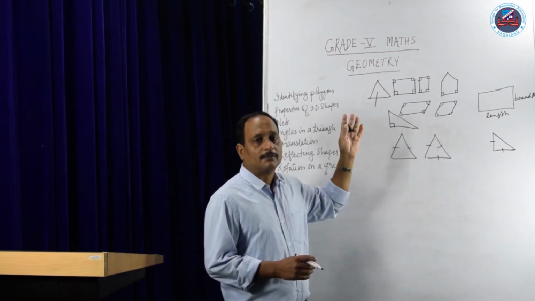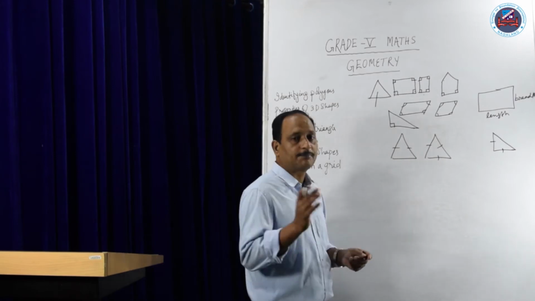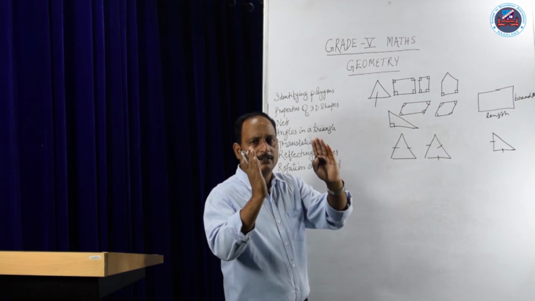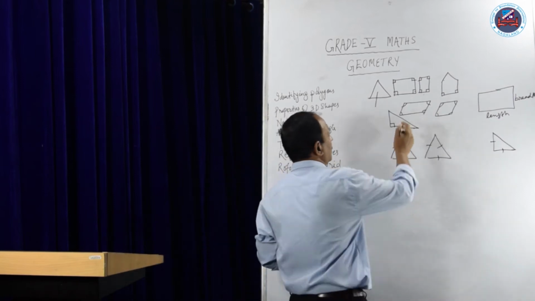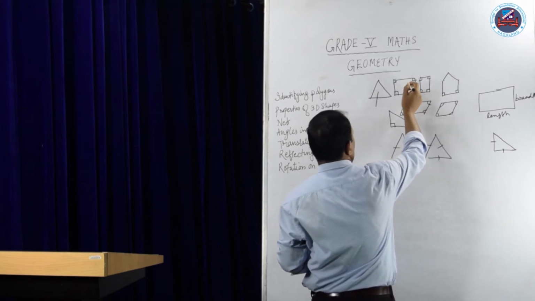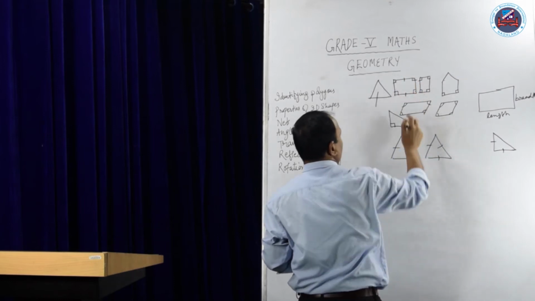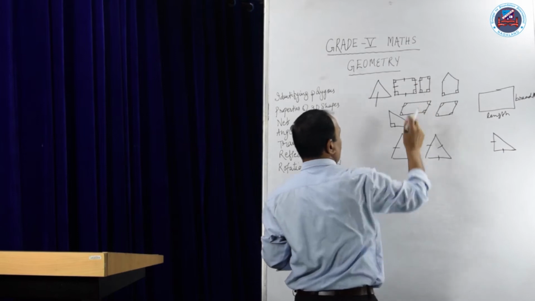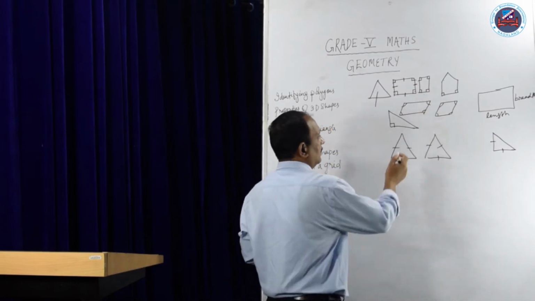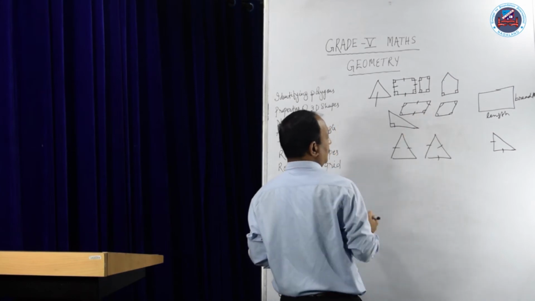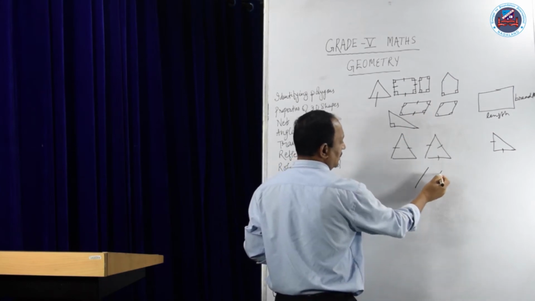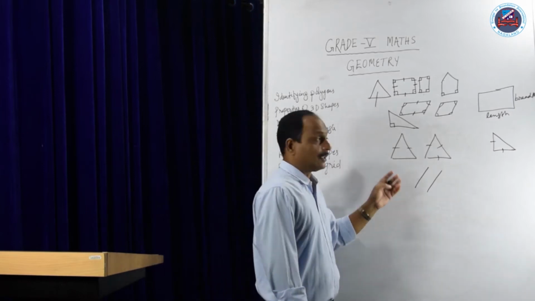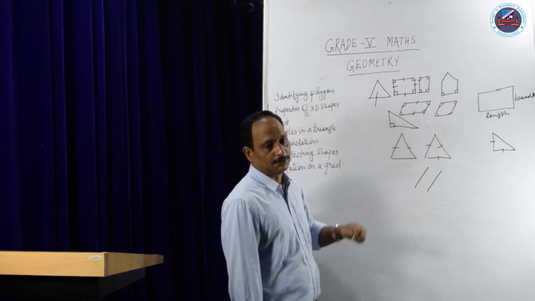Now think about parallel sides. What is a parallel side? Lines which are parallel, when they extend ahead, will never meet. That type of sides are called parallel sides. In rectangle, this line and this line are called parallel. This line and this line are called parallel. In parallelogram also, this line and this line are parallel. Parallel means lines which will never meet when they extend ahead. And right angle, as you know, parallel sides, you know now.